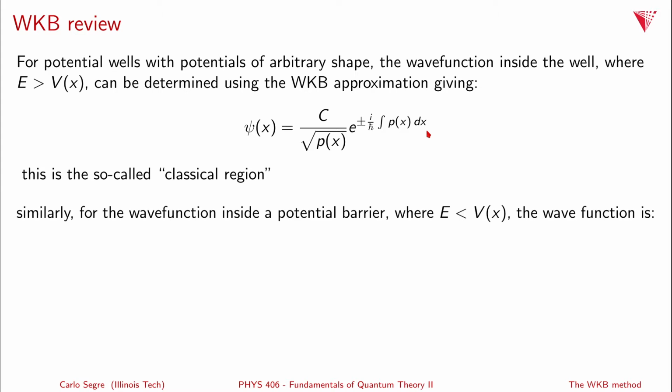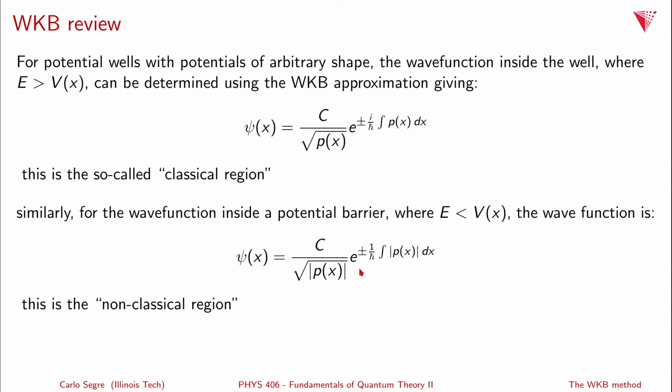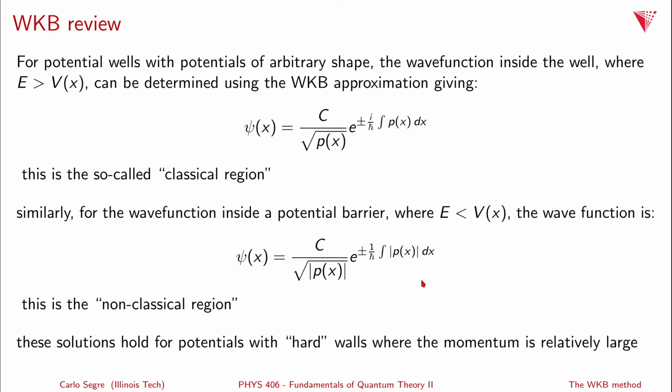In the same way, when you have a potential barrier where E is less than V of x, the wave function is given by something quite similar. Psi of x is equal to the normalization constant divided by the square root of the absolute value of P of x, because P of x is negative, e to the plus or minus 1 over h bar integral of absolute value of P of x dx. Now clearly inside the potential well, the system looks like traveling waves in two directions. Inside the tunnel barrier, it looks like exponential decay and rise. This latter is the so-called non-classical region.